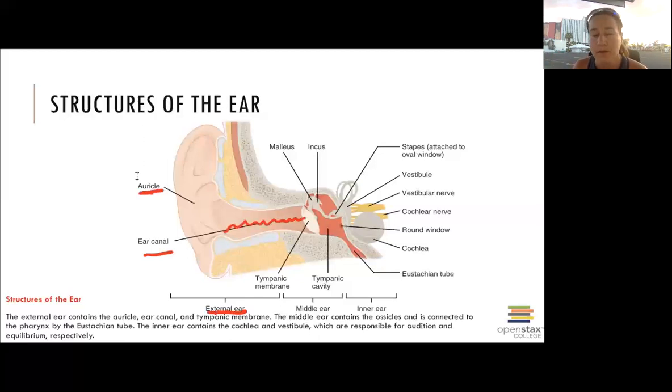So they're going to go through their external auditory meatus, your ear canal, which is lined with ceruminous glands. They secrete earwax. And the sound waves are going to hit your eardrum, which is called the tympanic membrane.